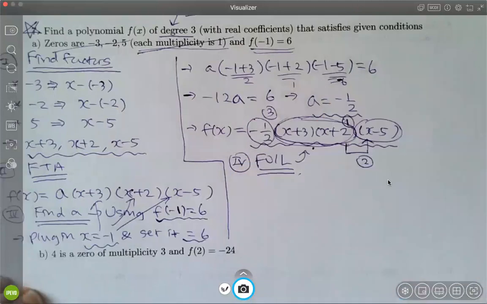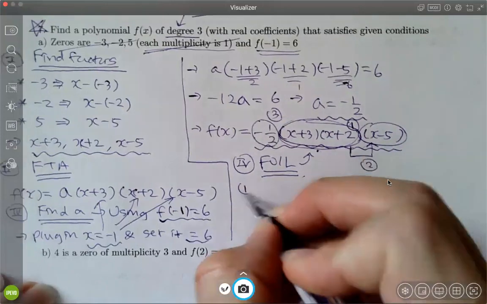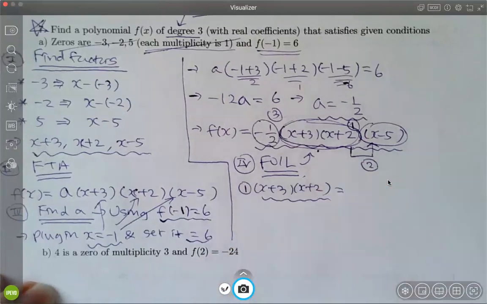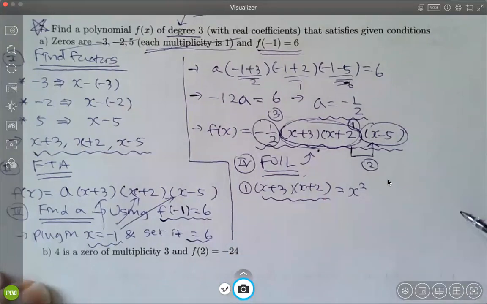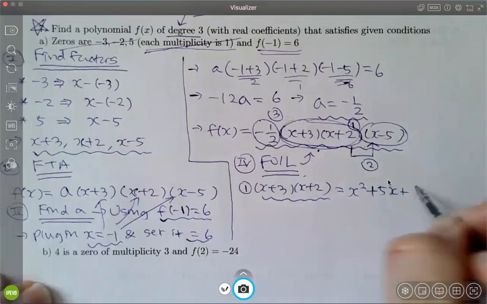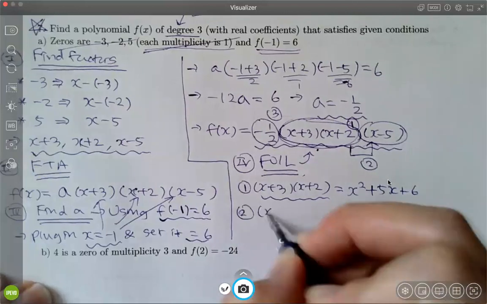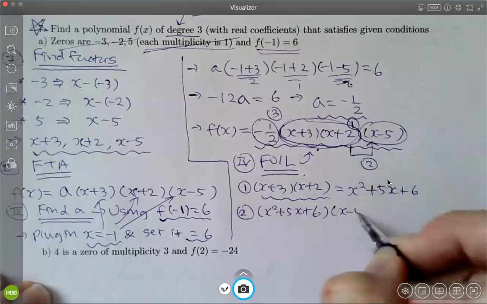Okay, so now x plus 3 times x plus 2. Is that easy to FOIL? Oh yeah. So what do you get? X squared, and then plus 2x plus 3x, so that becomes plus 5x, right? Plus 6. Okay, and now what do you have? X squared plus 5x plus 6, and then times x minus 5, right?